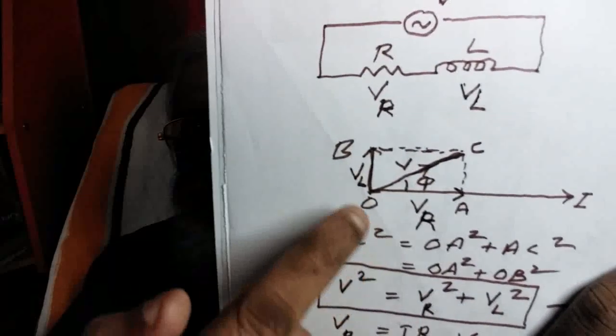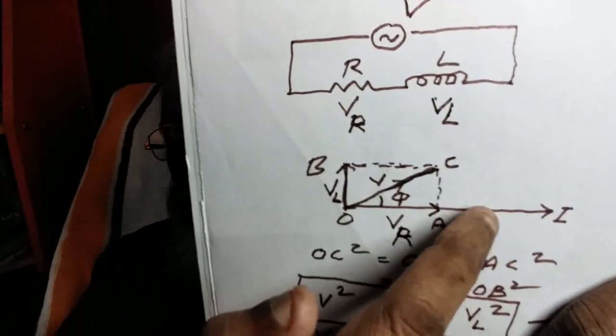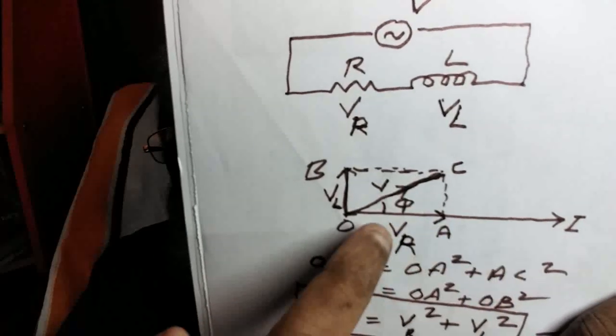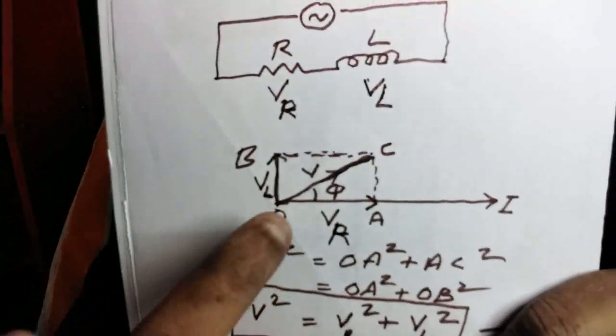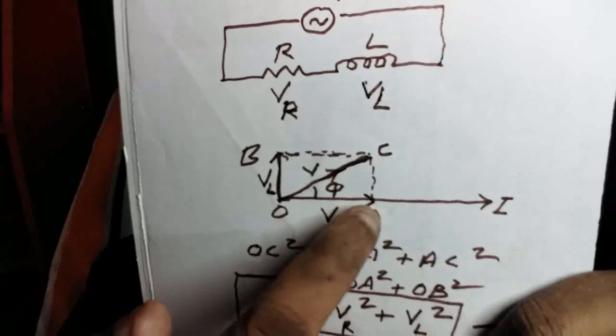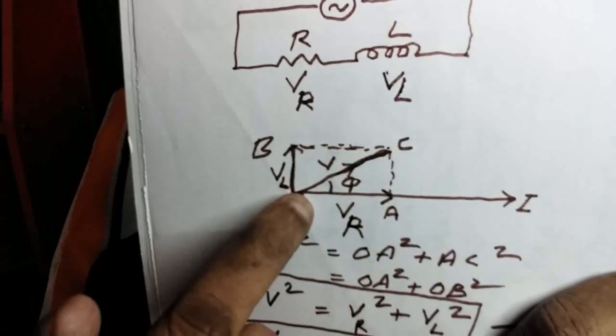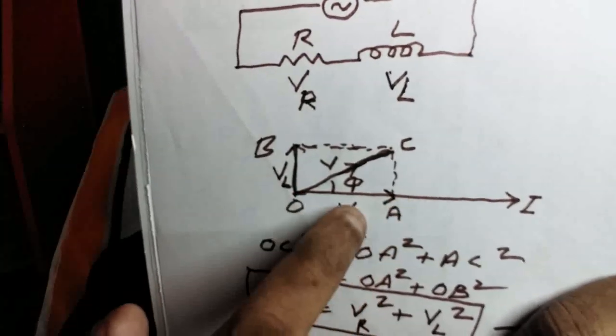Now, we have seen that in resistance, voltage and current are in the same phase, or the phase difference between current and voltage is zero. So we must mark VR, voltage across the resistance, on the same baseline. The angle between the I vector and VR vector must be zero. That is, the VR vector must be drawn on the same line, say vector OA. That is VR.